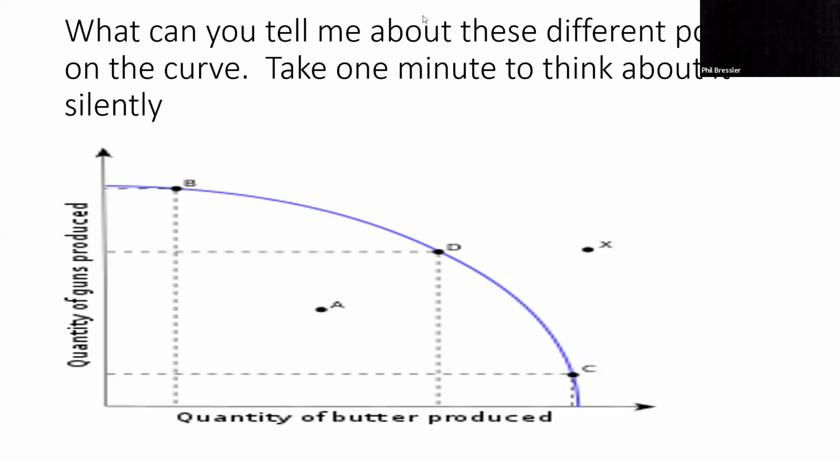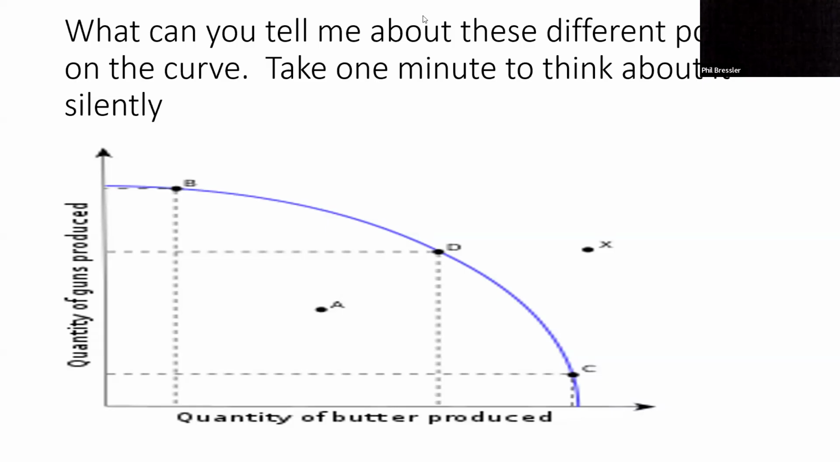B, D, and C, what do B, D, and C represent? Okay, efficient use of resources. Good, good. They're all equally efficient. One is not more efficient than the other. If we were looking for economic growth, we want to produce more capital goods, but all of them are efficient.